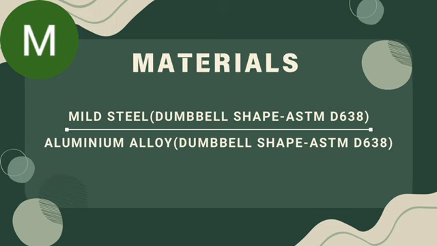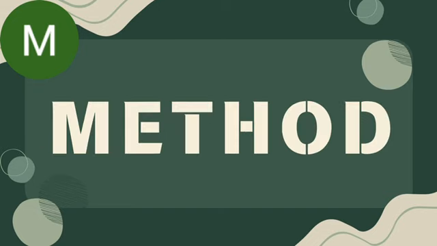We used two materials in this experiment. First, mild steel, dumbbell shape ASTM D638, and the second one is aluminum alloy. It's dumbbell shape ASTM D638. And next, method.